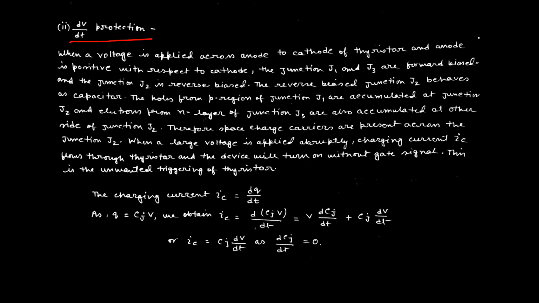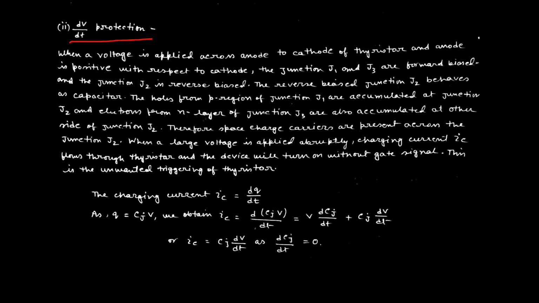In this case, the charging current is defined by IC, which is flowing across the reverse bias junction J2 for an abrupt or sudden change of the supply voltage. That is why high dV/dt stress is applied on this junction J2. That is why IC is defined by dQ/dt.